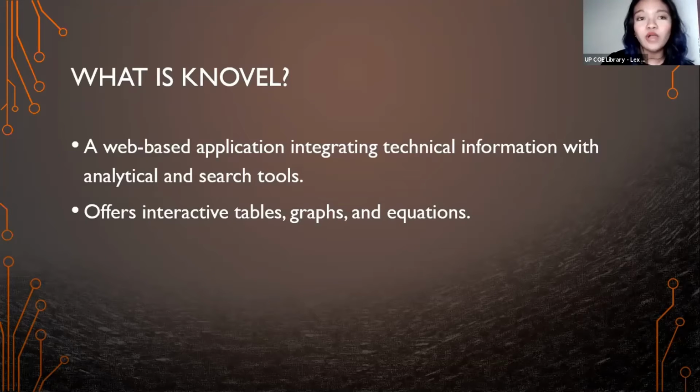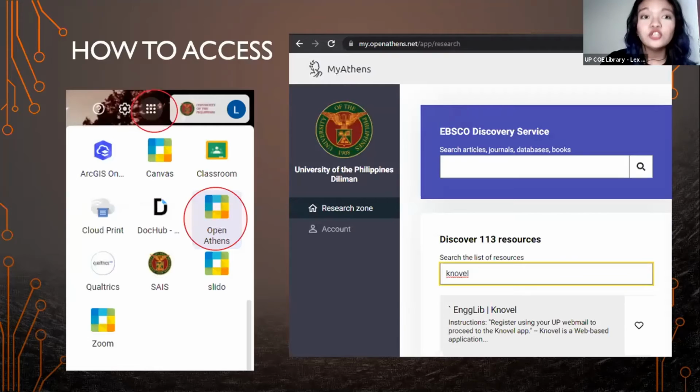Pag meron po kayong you can access the Open Athens platform. So, i-click nyo po yung may 9 dots na menu and scroll down a bit. Tapos, Open Athens po yung pipindutin nyo. And then, you will be led to a platform. Ganito po yung itsura ng interface niya to the right. Tapos, you can just search the Novel there, and it will lead you directly to the site.